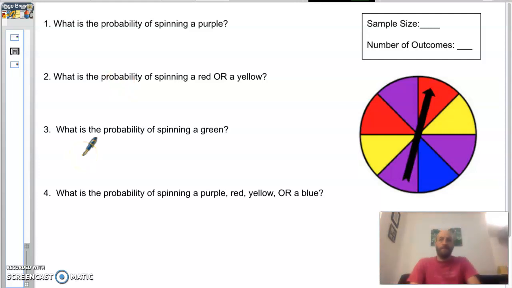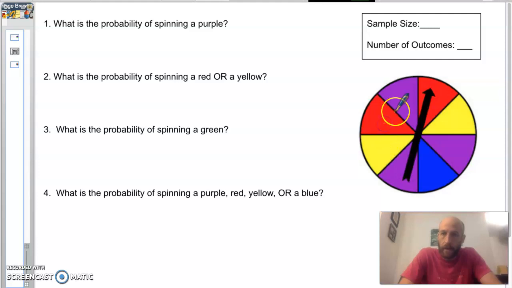Okay, so moving on to some more probability that is a little bit more complex and has a couple more aspects to it that we really need to pay attention to. So in these problems, we have a new spinner. We have red, purple, yellow, and blue, and there's definitely more outcomes here, which makes our sample size larger. Okay, so the first thing I want to do is know what is my sample size. So how many outcomes are there?